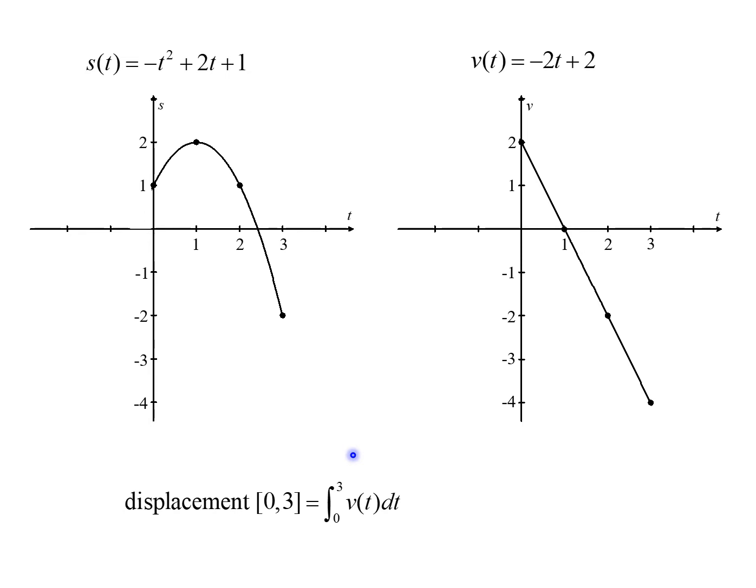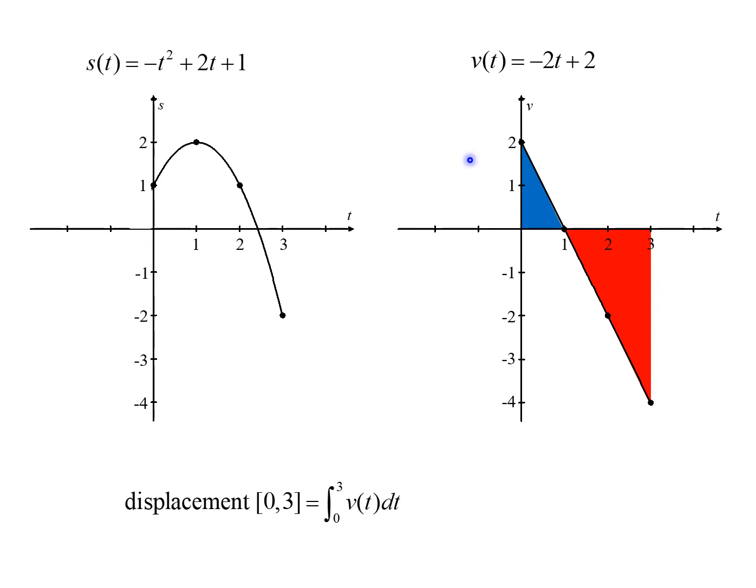The net area goes from 0 to 3, and it looks like this. It's the area between the graph and the t-axis. If it's above, which is blue, it's positive. If it's below, it's red, and that will be negative.